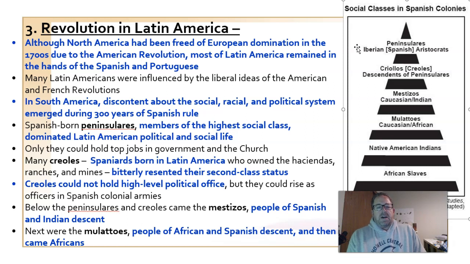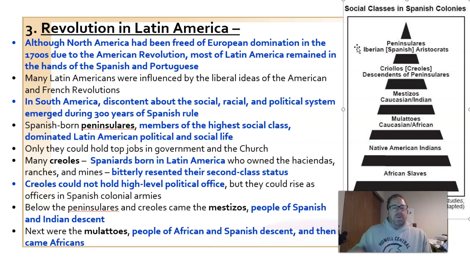Okay, so as I said a moment ago, there was this hierarchy that was based on race. So it's a racial hierarchy system, and at the top, you had a group known as the Peninsulares. This highest social class was made up of Spaniards who were born in Spain, and then they came over. These Peninsulares were the large landowners, and they were very wealthy, and they were the elites of Latin American society.